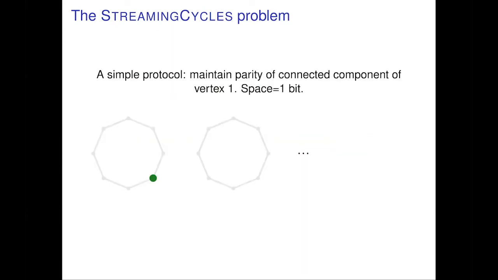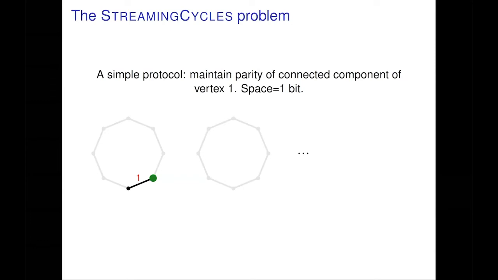Good. So let's just design a simple protocol for it. And this protocol will be exactly of the type that I alluded to at the very beginning. Namely, it will be a protocol that stores an adaptively chosen subgraph. The simple protocol is I pick a vertex of my choosing, let's say my favorite vertex, vertex 1. Here it is, the green dot on the slide. And then I simply carry one bit of information. It will be the parity of what I think is the connected component that my green vertex is in.